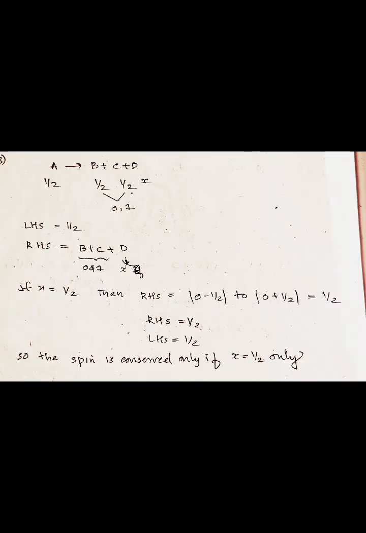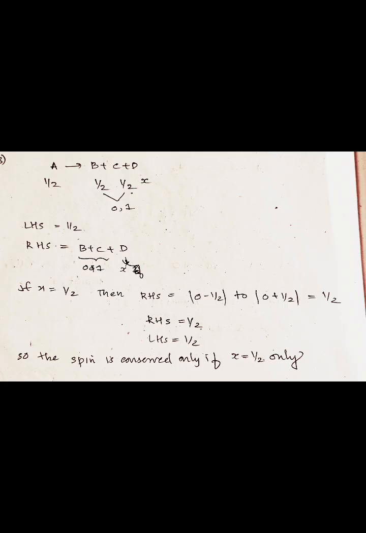The next question is, a spin half particle A undergoes the decay A gives B plus C plus D, where it is known that B and C are also spin half particles. The complete set of allowed values of the spin of particle D is dash. So here the reaction given is A gives B plus C plus D, and it is given that the spin of A is half, and B and C are also half. So here, if the spin of B and C is half, then the sum is 0 or 1.